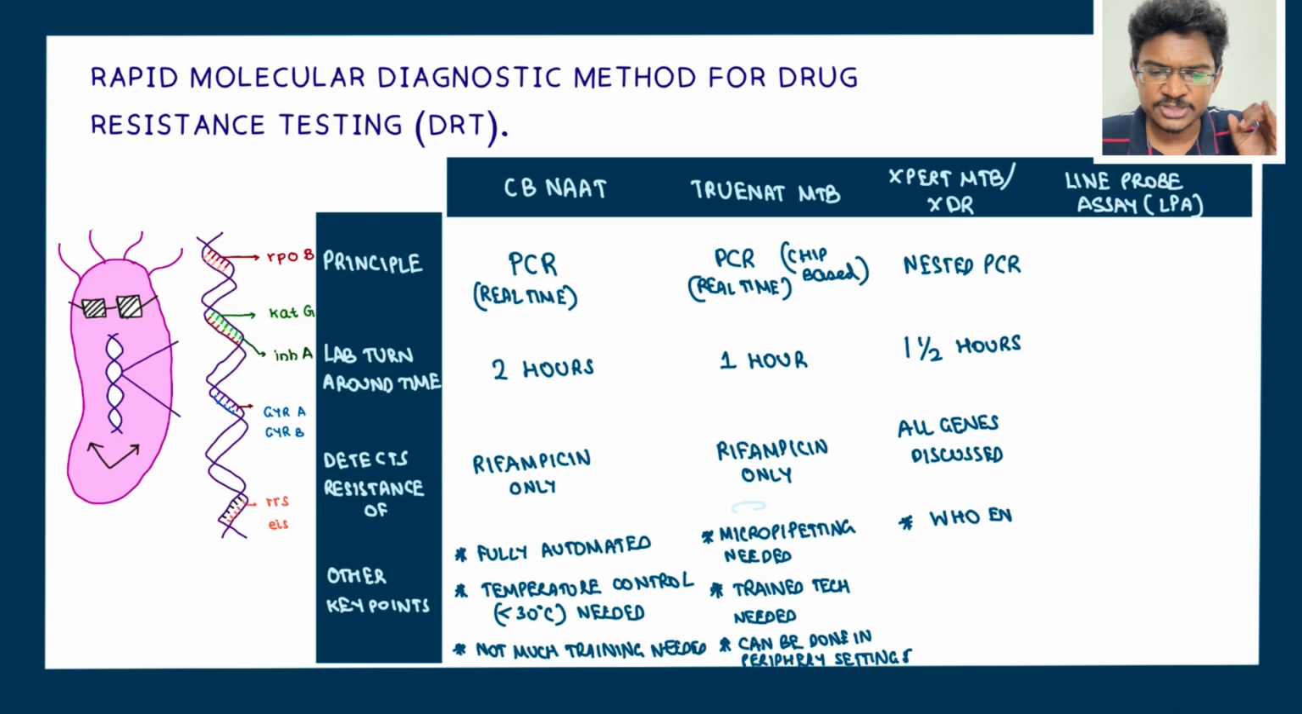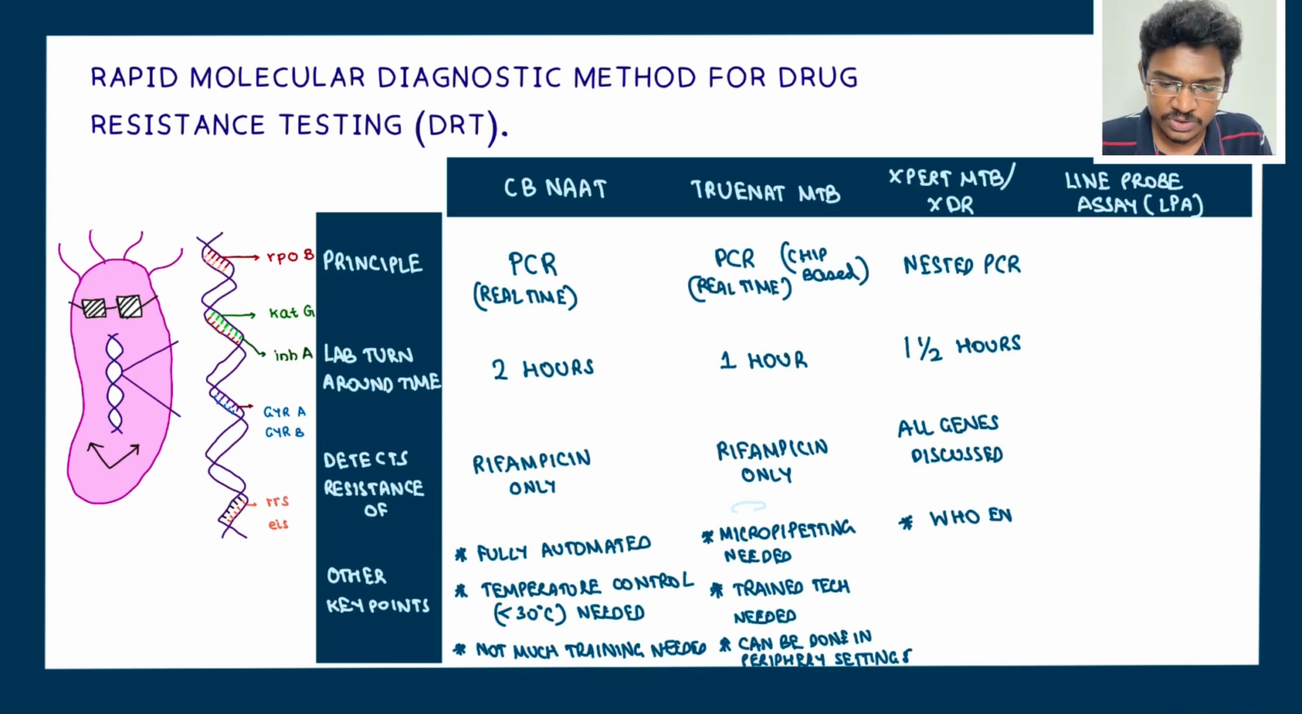Next is your Xpert MTB/XDR. This is the test which uses nested PCR, and it just takes 90 minutes, just 1.5 hours. But here this is also, we are telling it, XDR.